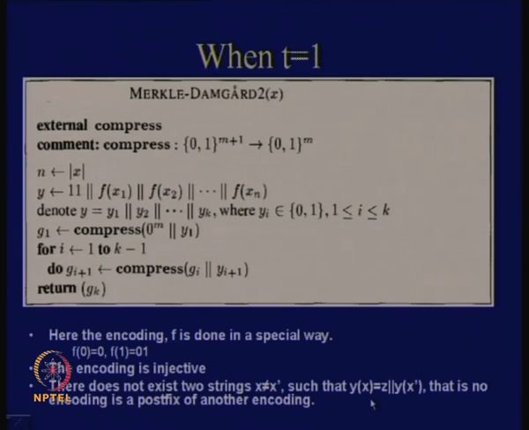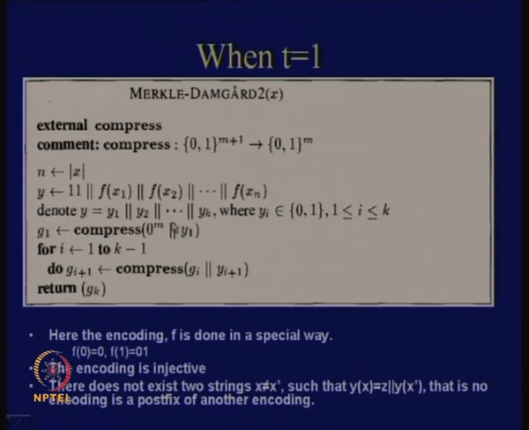Do you follow? Okay, so what I am saying is that if you take 2 values x and x', there can never be a case where y(x) and y(x') satisfy this relation. That is, y(x) is never a postfix of another encoding, because 2 consecutive ones can never occur in the pre-process step. Then it is quite simple.